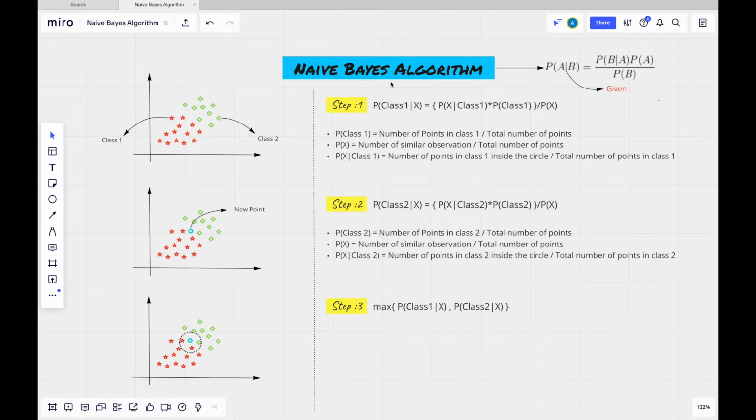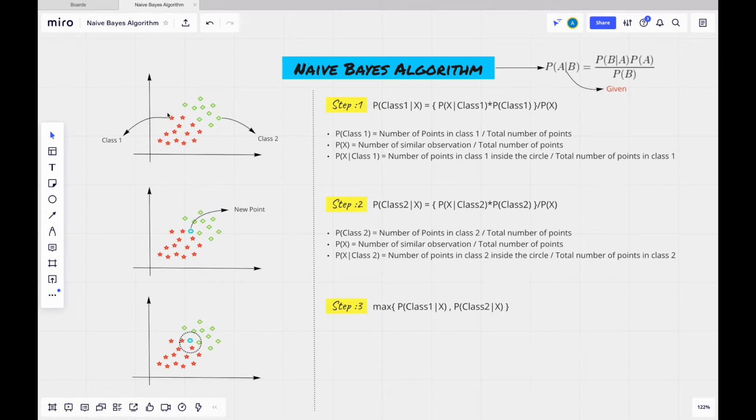The formula for the naive Bayes algorithm is probability of A given B is equal to probability of B given A into probability of A upon probability of B. So here this bar is represented as "given": event A given that event B has already occurred. In this way we pronounce it. Now we'll see how this formula can be implemented in our example.